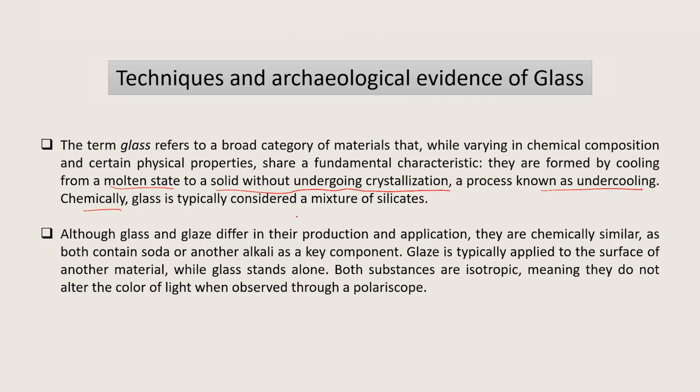Chemically, glass is typically considered a mixture of silicates. Although glass and glaze differ in their production and application, they are chemically similar, as both contain soda or another alkali as a key component. Glaze is typically applied to the surface of another material, while glass stands alone. Both substances are isotropic, meaning they do not alter the color of light when observed through a polariscope.